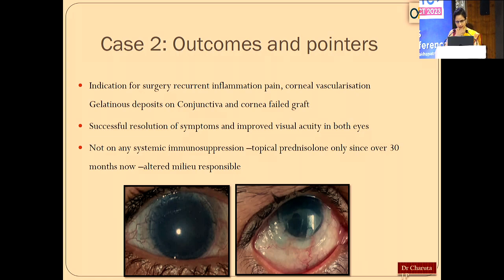He had unfortunately a failure of the large graft that we placed, and therefore a DSEK had to be done. However, the epithelium continues to be very stable. Again, not on any systemic immunosuppression, but religiously using topical prednisolone.